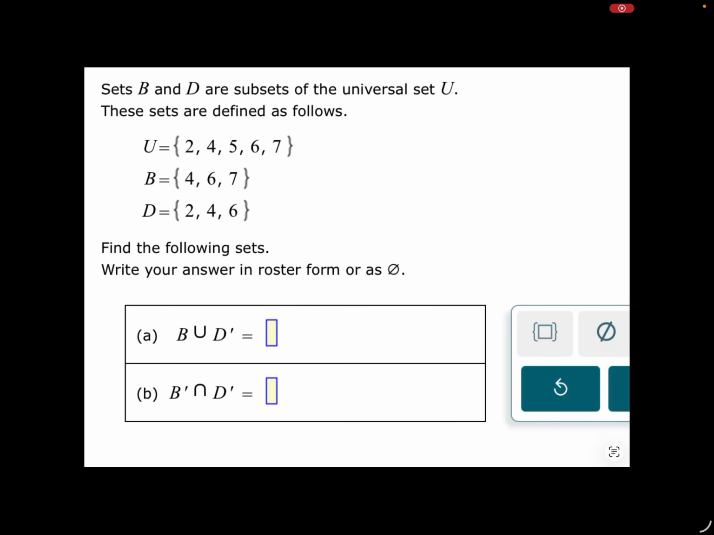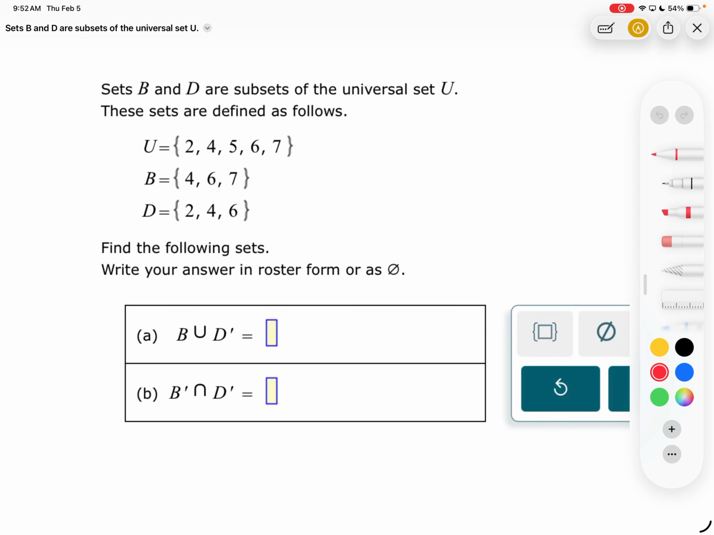All right, let's do another one of those just because these can get tricky. B union D naught. So B or D naught. The first thing I would do is write down D naught. The complement of D, D is 2, 4, 6, so D naught would be 5 and 7. Now if I want or, I'm looking at what brings together B and D naught. I'm bringing those two together. It would be 4, 5, 6, 7. Again, in Alex, you do not have to write them in order, but that was pretty easy to write in order. You don't have to write 7 twice, because 4, 5, 6, 7 is B or D naught.